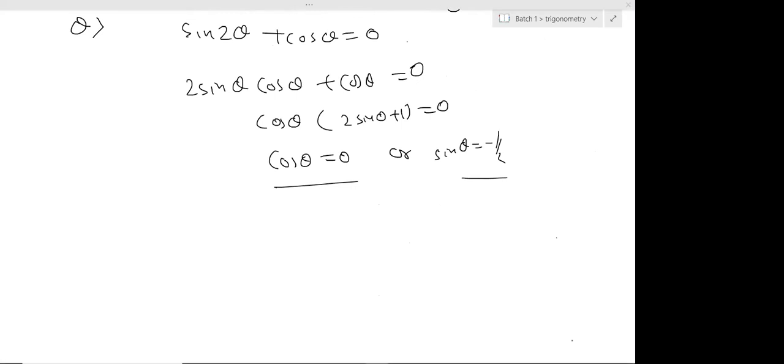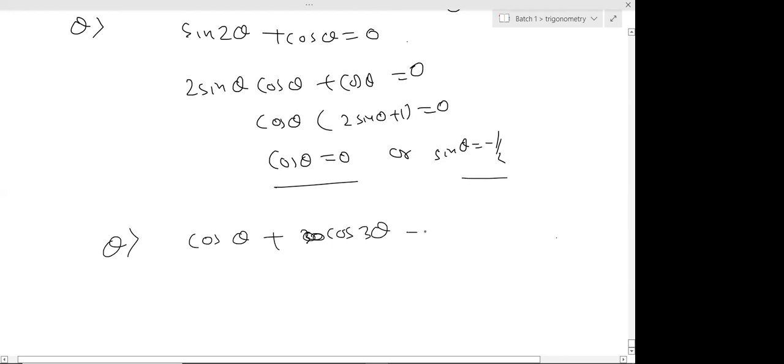Let's try another question. Cos theta plus cos 3 theta minus 2 cos 2 theta equals 0. All right. Try to apply the cos C plus cos D formula, or cos A plus cos B formula.